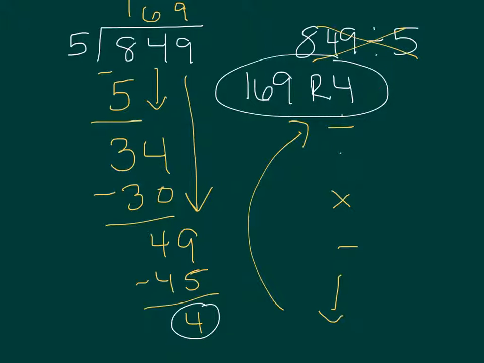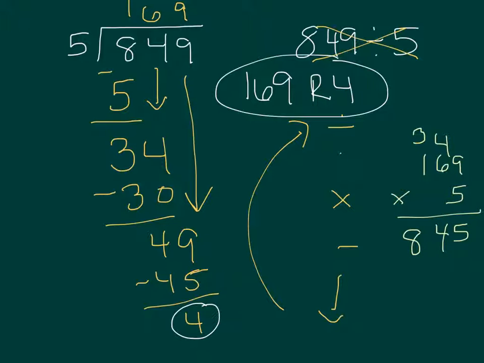Now, a good way to check this, if you were uncertain if your answer was correct, is to multiply 169 times 5 and then add on whatever your remainder is. I'll actually do that just for kicks and giggles. I will multiply 169 times my 5. 5 times 9 is 45. Carry my 4. 5 times 6 is 30, plus 4, 34. And then finally, 5 times 1 is 5, plus my 3 is 8.